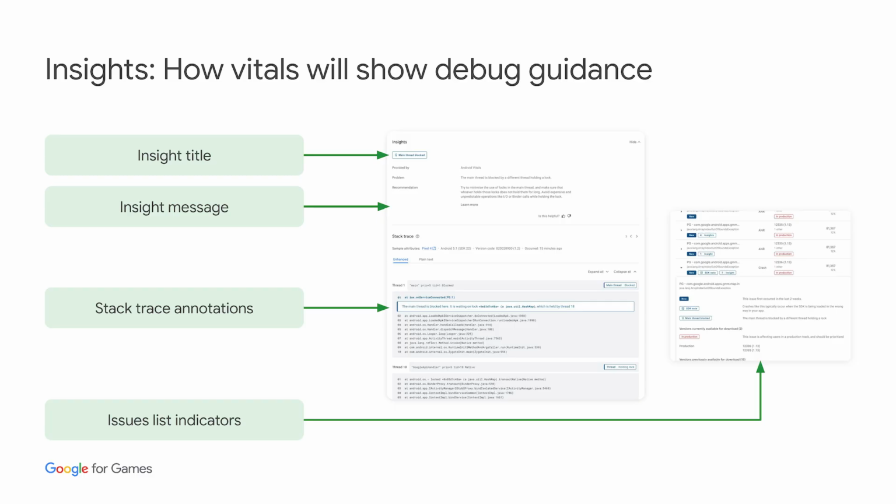Okay, now let's start looking at some common types of ANR and how to address them. One thing to note is that for each ANR cause that we will discuss, Android Vitals will show an insight on the issue details page where we detect that particular ANR cause, and you'll only see these if we detect the particular problem. The insight will comprise a message in the Insights section and some annotations to the stack trace to show you where the problem is and provide some guidance.